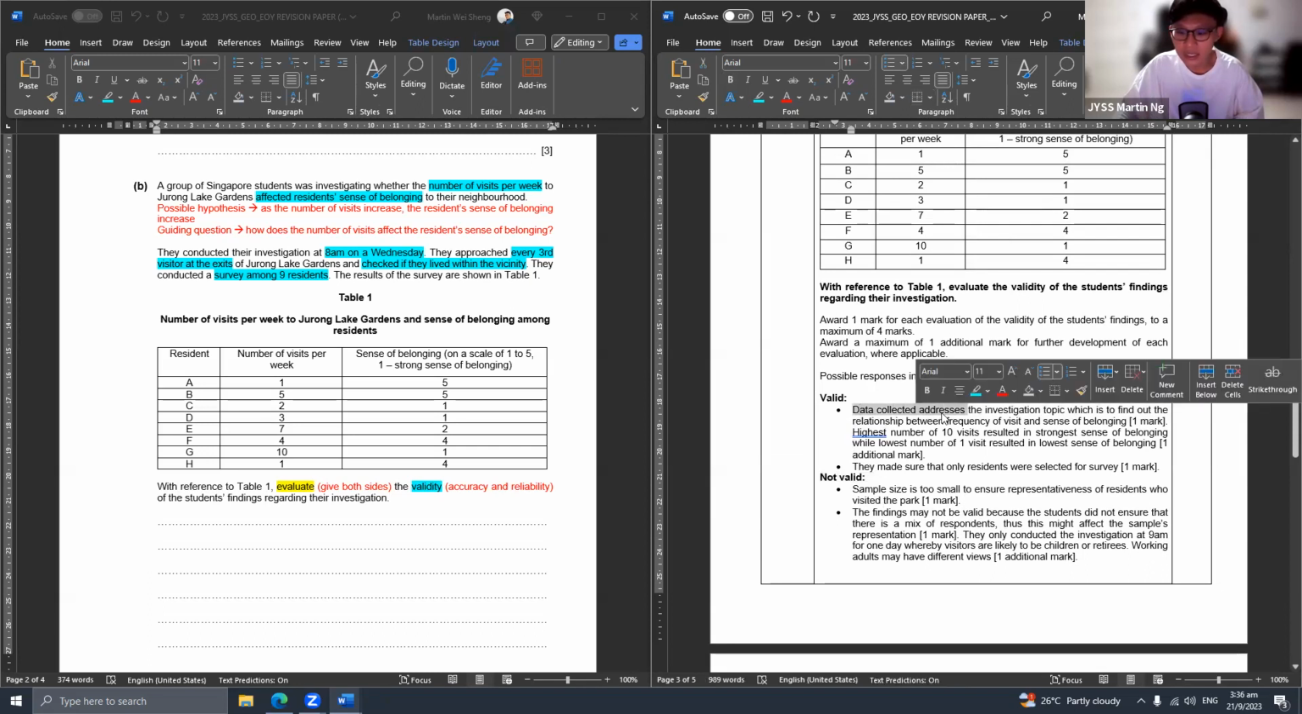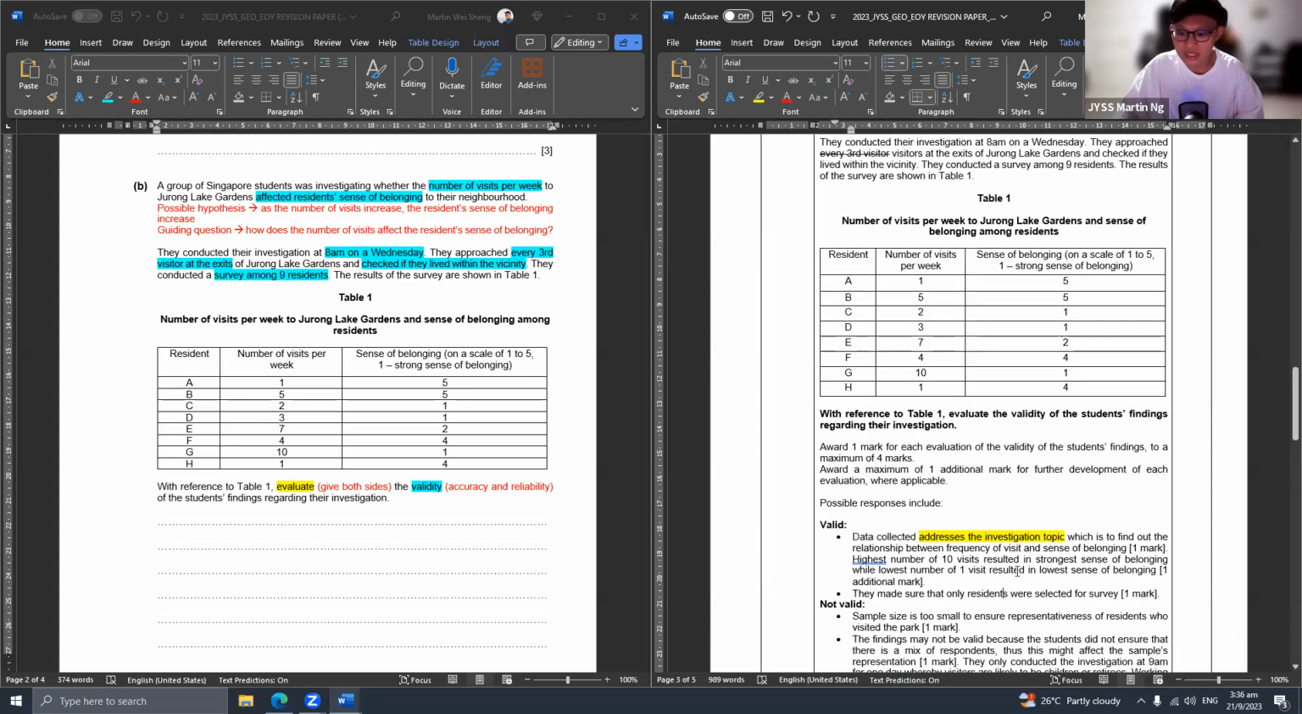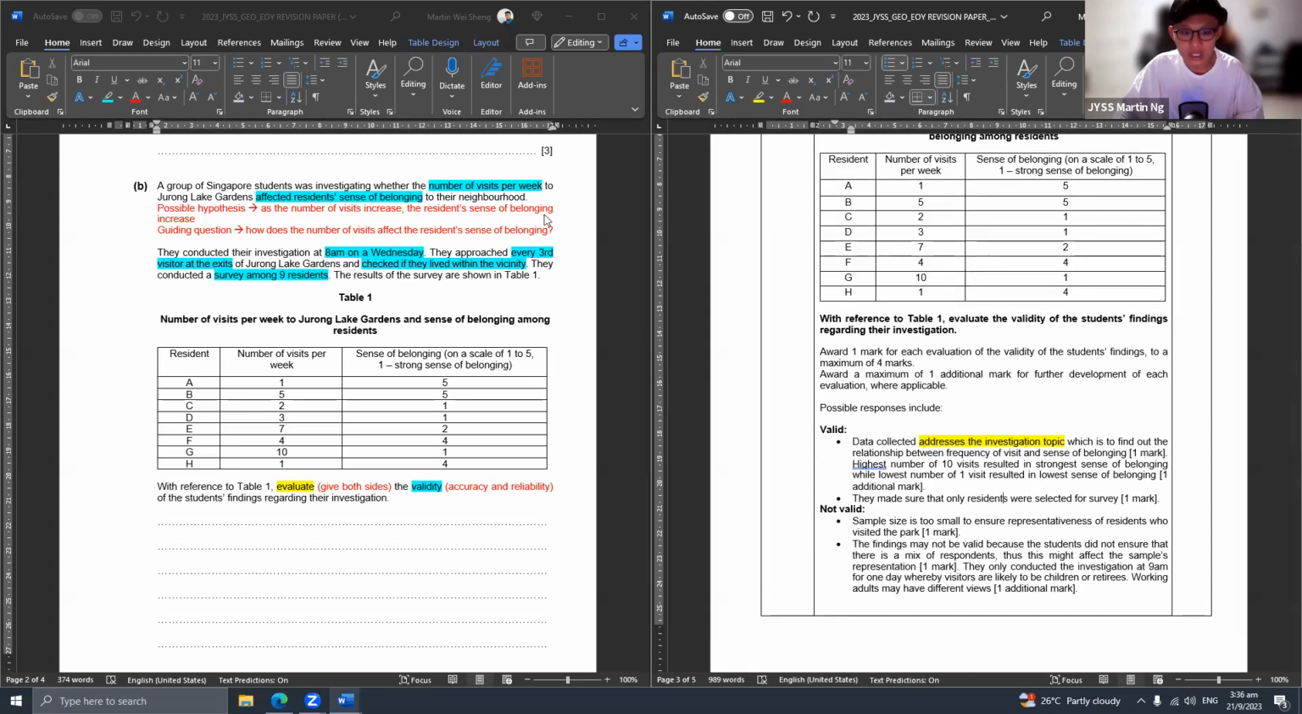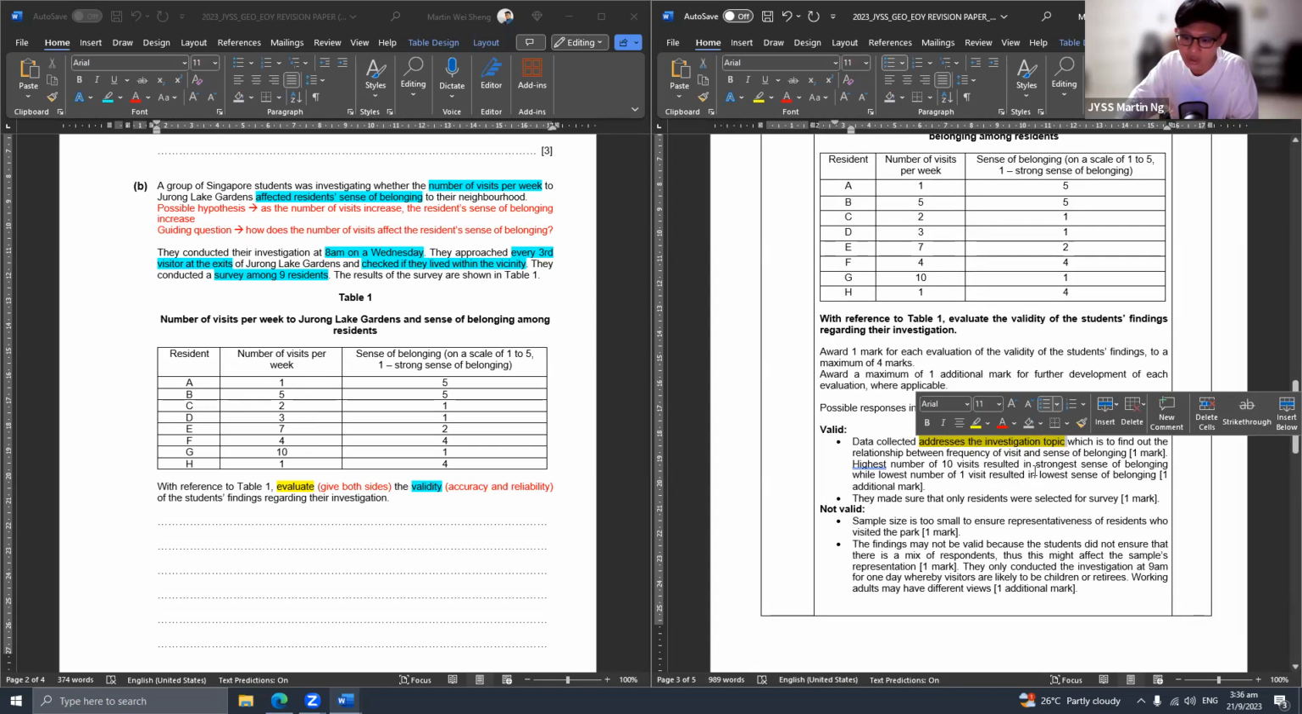So the data collected addresses the investigation topic. Okay, so this is a key point. It addresses the topic because they want to find out if the number of visits per week affects the sense of belonging, right? So if we look at table 1, we see that table 1 does ask the residents how often they visit the place. So it helps them to answer their investigation focus. All right. So it's valid because it addresses the investigation topic.